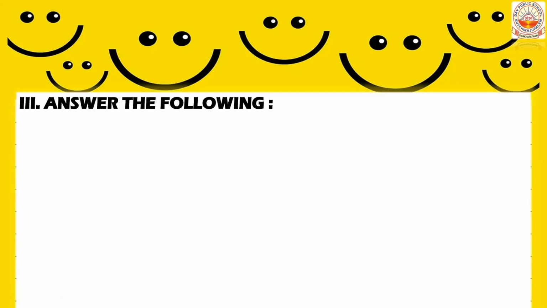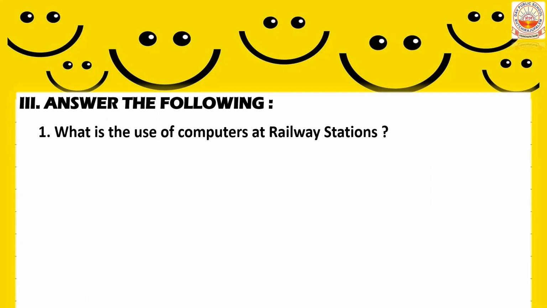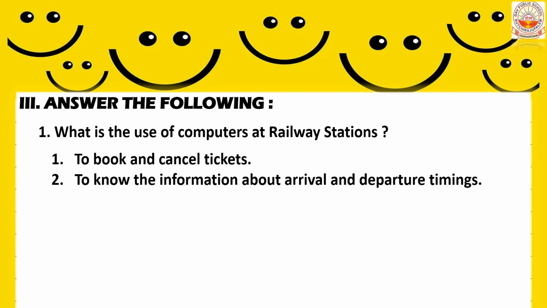Now let us see. Next one, answer the following. Here some questions will be given. You have to answer it, children. So the first question is, what is the use of computers at railway stations? So already you have learned what is the use, children. Can you tell me? Yes, it is used to book and cancel the tickets and also to know the information about arrival and departure timings.